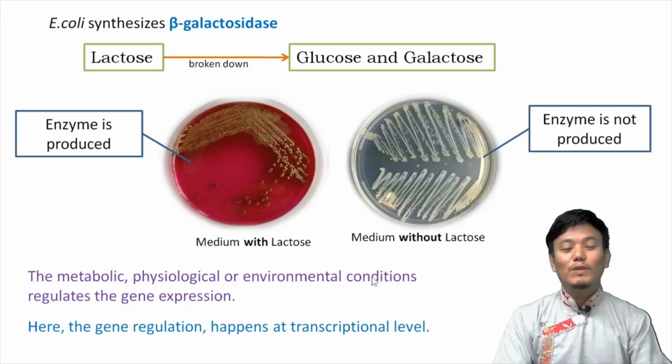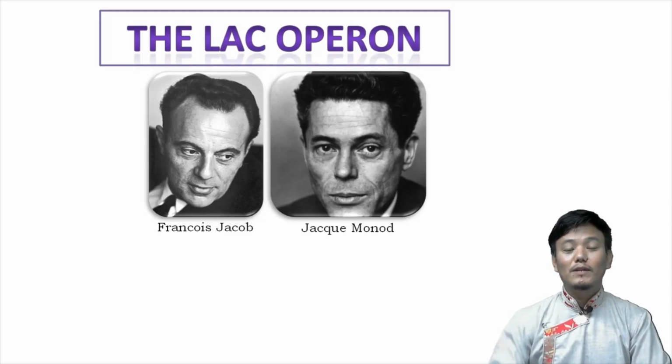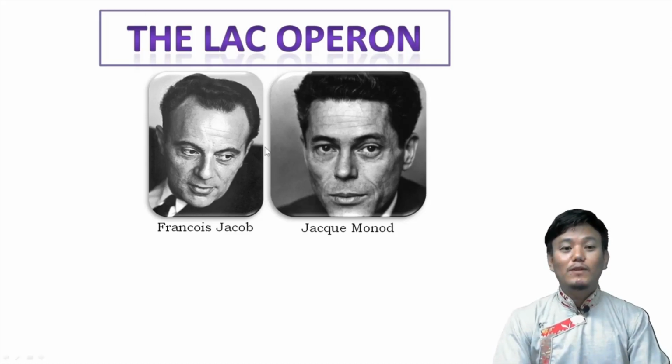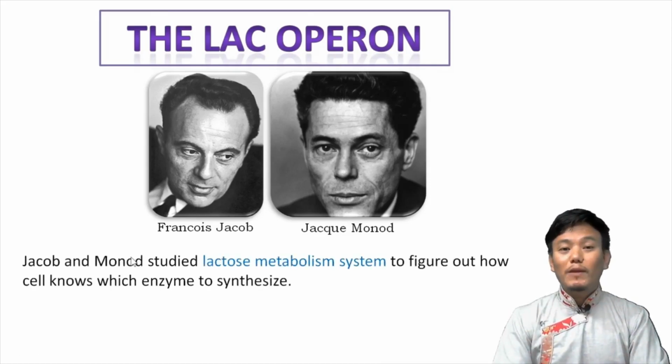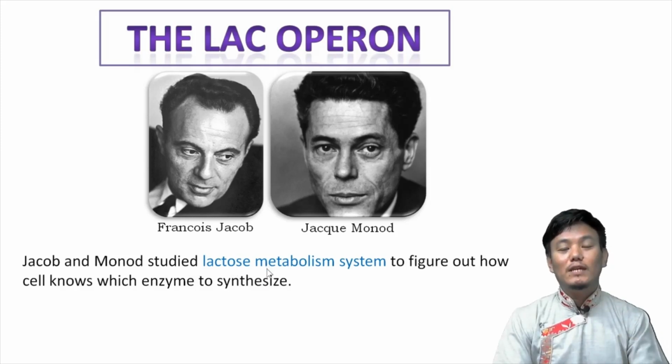How do we know that the gene regulation in this particular case happens at the transcriptional level? We know that because of the work of two scientists, Jacob and Monod. They came up with a particular explanation called the lac-operon regulation. I will explain what the lac-operon is later on. First, let us try to understand what these two scientists were doing. Jacob and Monod studied the lactose metabolism system within the bacteria, how lactose was metabolized within the E. coli cell. They were trying to figure out how the bacterial cell knows which enzyme to synthesize.